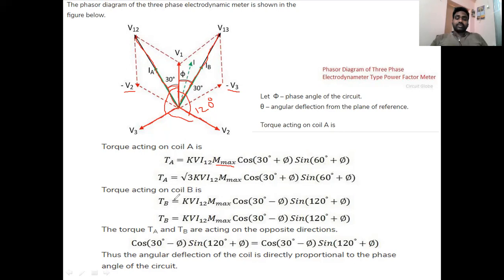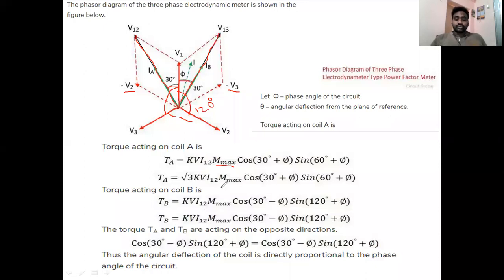The torque produced by coil B, T suffix B, is equal to K into V into I12 into M max, cos of 30 minus 5 into sine of 120 plus 0 degrees. T suffix B is equal to K into V into I12 into M max, cos of 30 minus 5 into sine of 120 plus 5.